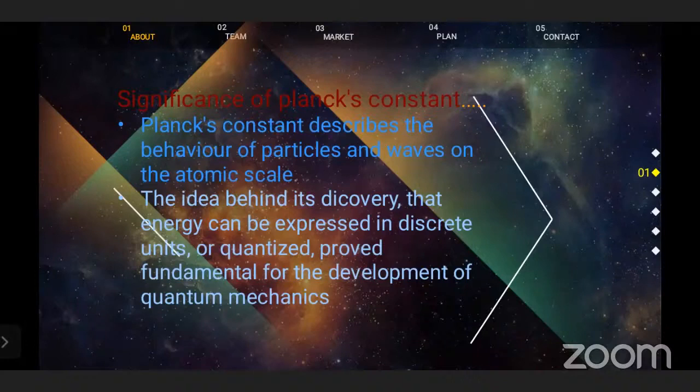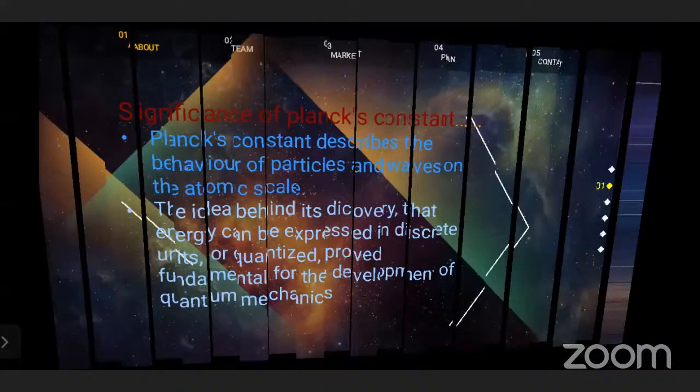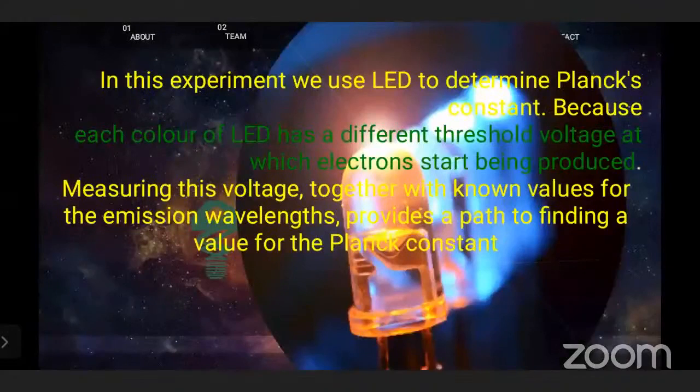In this experiment, we use LEDs to determine the Planck's constant because each color of LED has a different threshold voltage at which electrons start being produced. And by measuring these voltages together with known values for the emission wavelength, we can find a value for Planck's constant. Now we see what the LED is.